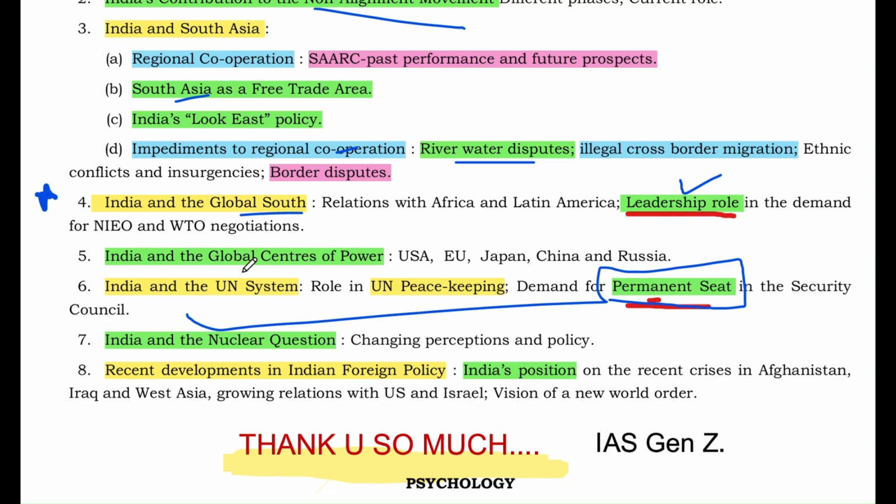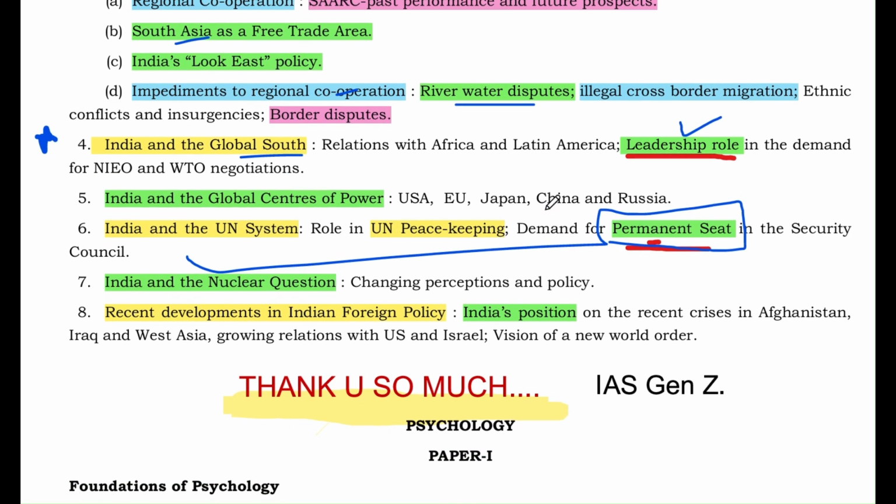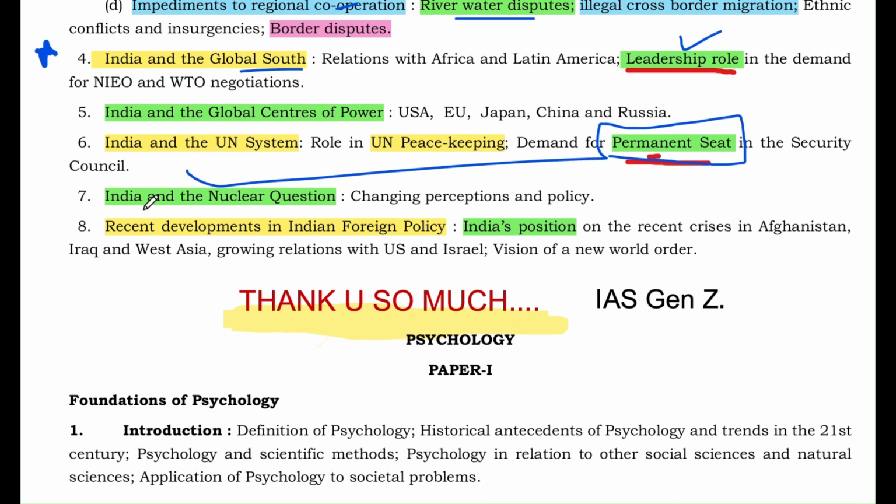Another, the fifth point is India and global centers of power like the US, Japan. After that, the seventh point is India and nuclear questions. India के जो nuclear policy है उसके related questions आते हैं. उसके बाद recent development in India's foreign policy. Okay, Indian foreign policy में और India का position, इसमें बहुत बार questions आ चुके हैं.